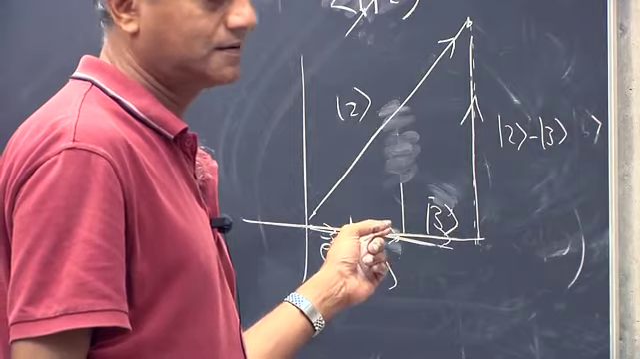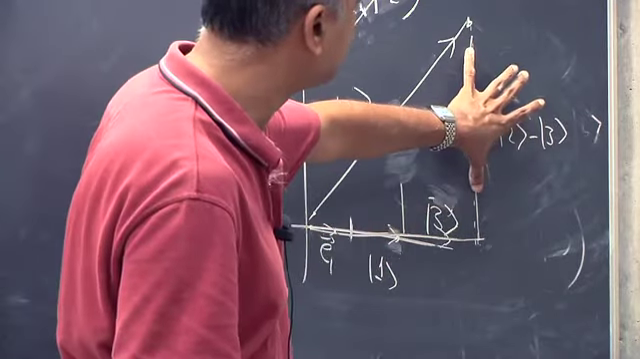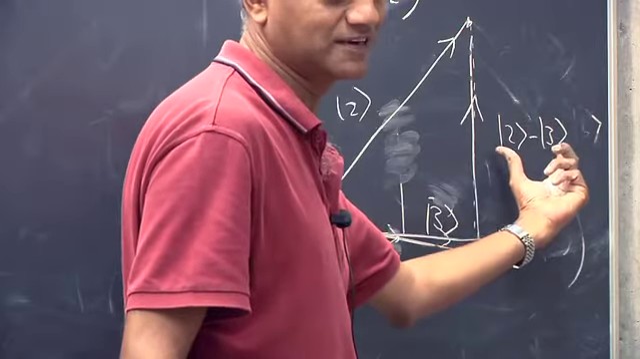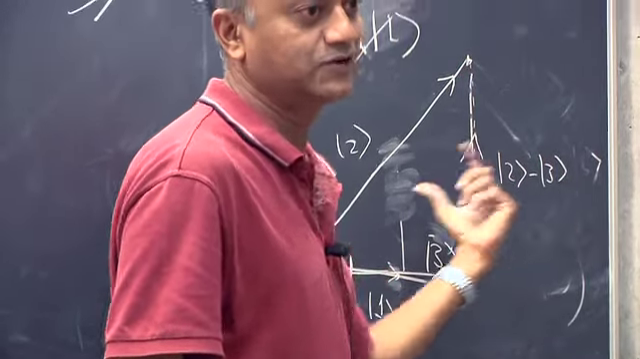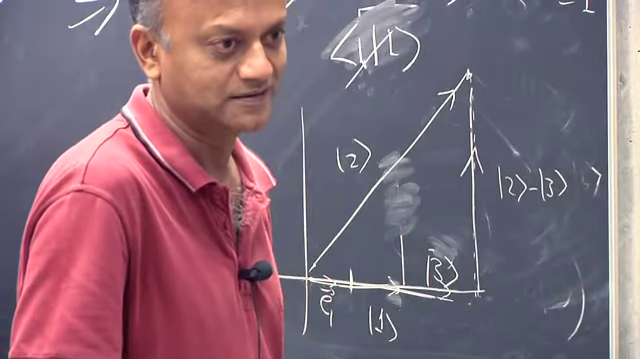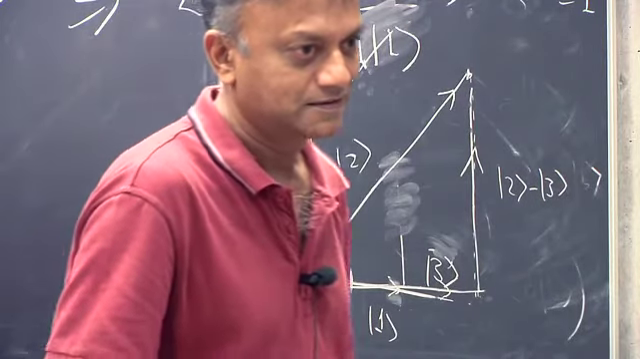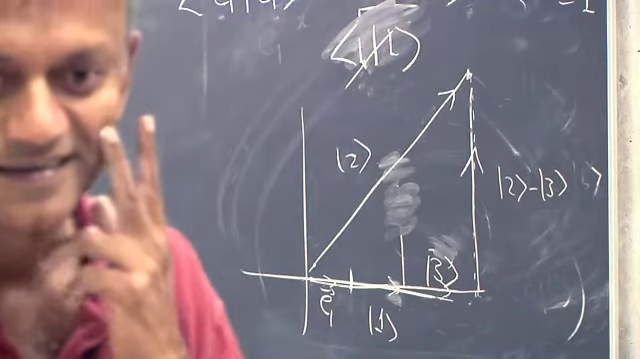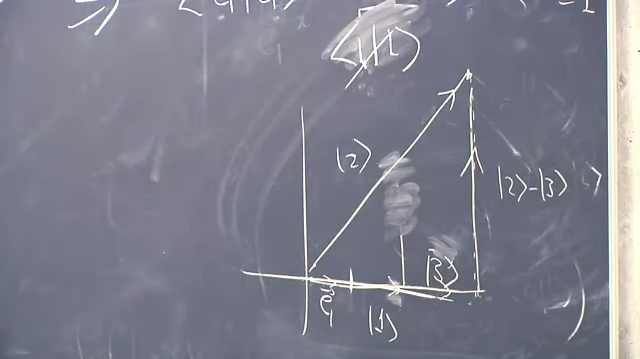Right? So you first construct 2 minus 3, but this may not be of length 1. So once again, just divide by the length of this vector. That way you can construct the second orthogonal vector. Right? Is that clear or not? Clear, yeah? For everyone? It's clear?